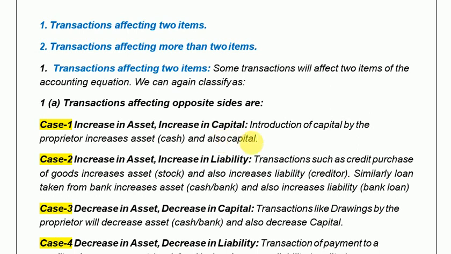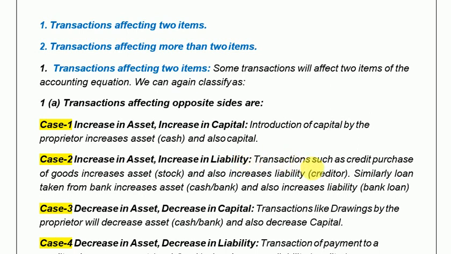When we provide a certain amount of capital into a business, it affects two sides, that is the asset side and the capital or liability side also. So whenever the proprietor introduces capital into the business, assets will increase, that means cash will increase, and capital will also increase. Now we come to case 2, that is increase in assets, increase in liability.